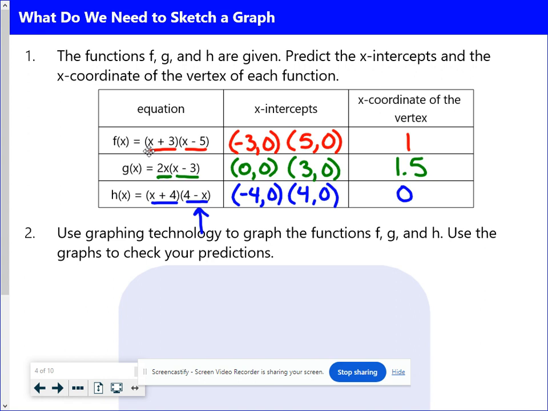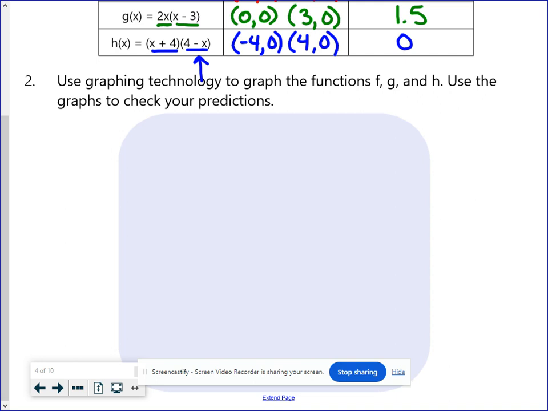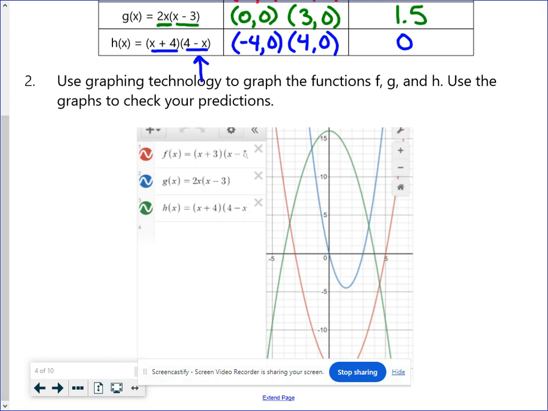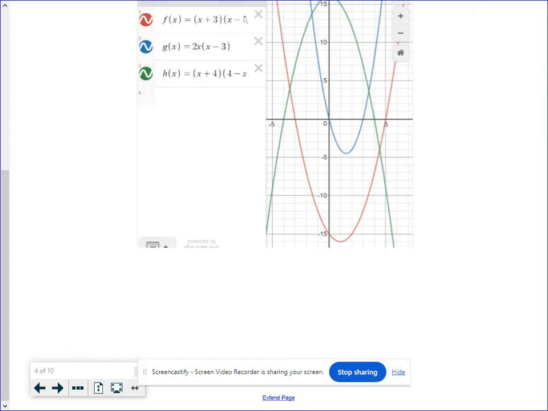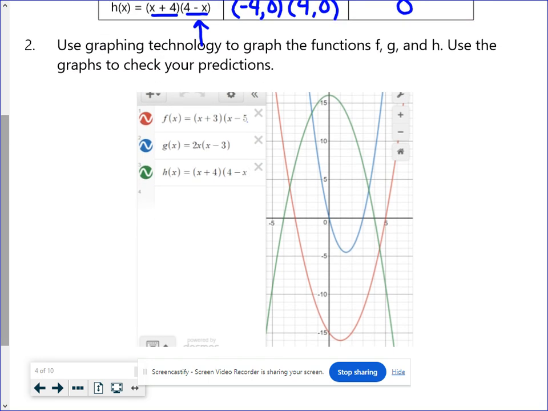So now number 2 says use graphing technology to graph those functions. I don't need you to take out your computers and graph those. I have them all graphed for you. You're welcome. So here they are. And this is right from Desmos, which I know makes this look a little bit stretched out and kind of wonky. I didn't really change all my viewing window and everything, but I do have these in the same order that this started with.